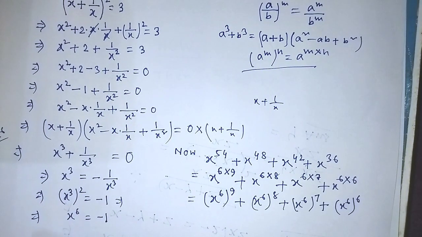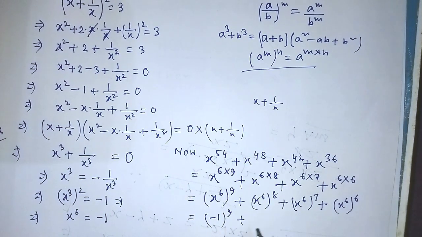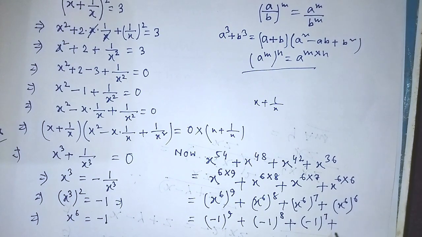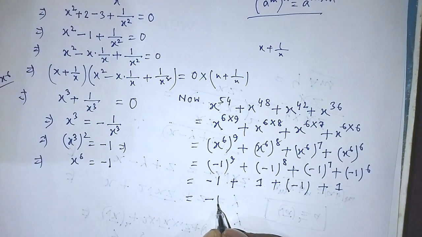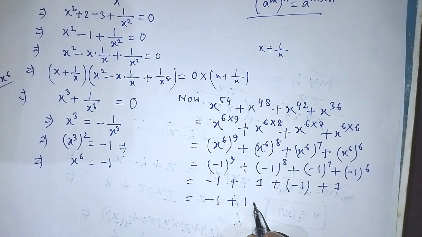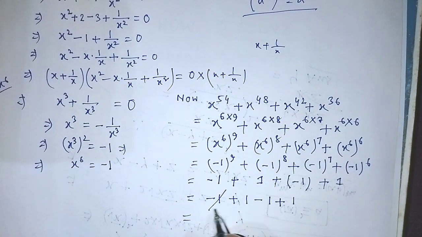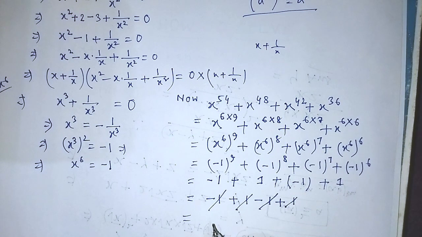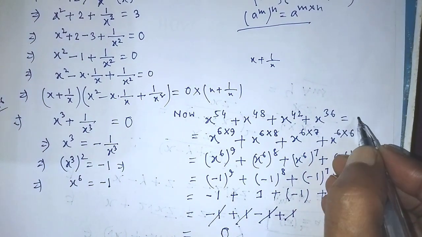So now we can put the value of x^6 = -1 in this algebraic expression. So it will be (-1)^9 + (-1)^8 + (-1)^7 + (-1)^6. So now we can write -1 + 1 + (-1) and again plus 1. So -1 plus 1 cancel, and here also plus 1, minus 1 is present, so we can cancel plus 1, minus 1. So student, after calculation we get 0. The value of this algebraic expression will be 0. So this is our final answer.